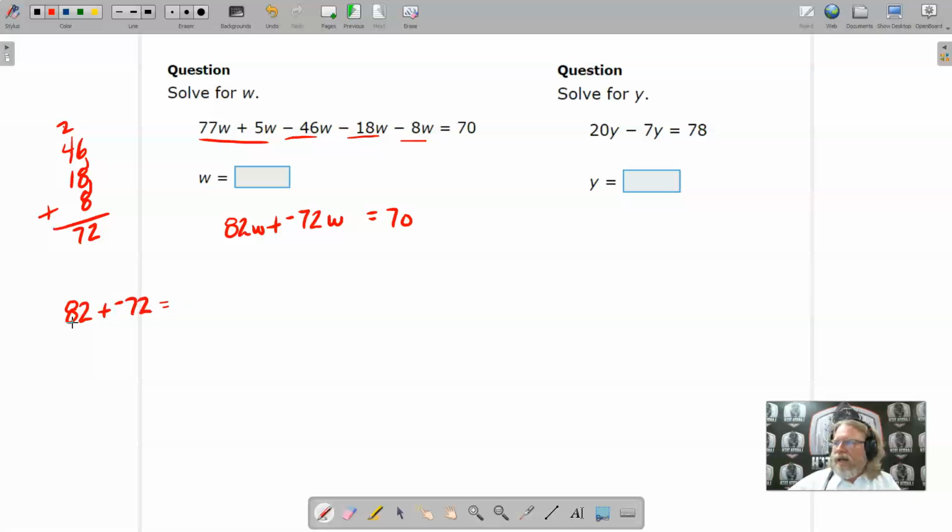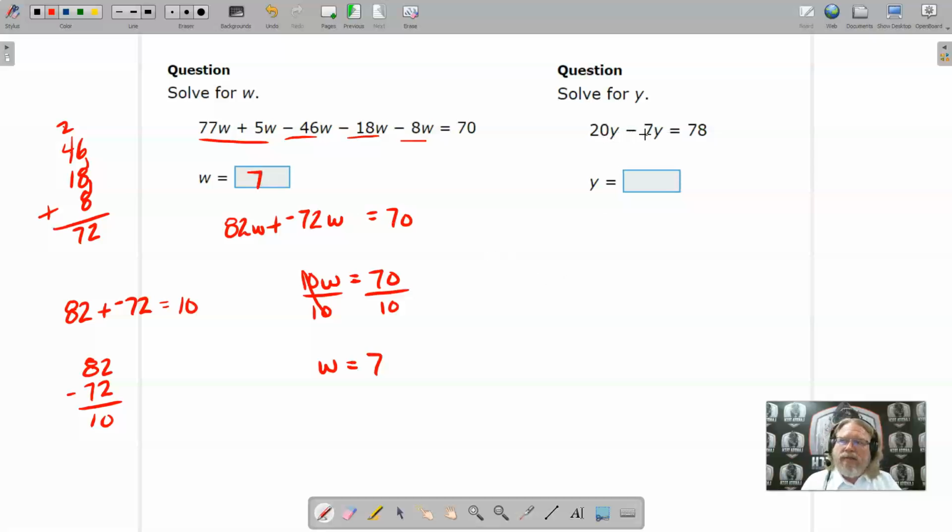Since we are adding a positive and negative number together, we know we're actually going to subtract. So we do 82 minus 72, and that's going to be a difference of 10, right? And the 82 has a greater absolute value than the negative 72. So since the 82 is positive, our answer is going to be positive. So we have 10W. And this is going to work out real nicely. Equals 70. Now let's divide by 10 in order to isolate that variable of W. And what we do to one side, we're going to do to the other. And the 10s will cancel each other, leaving us with W. And 70 divided by 10 is indeed 7. So W equals 7.